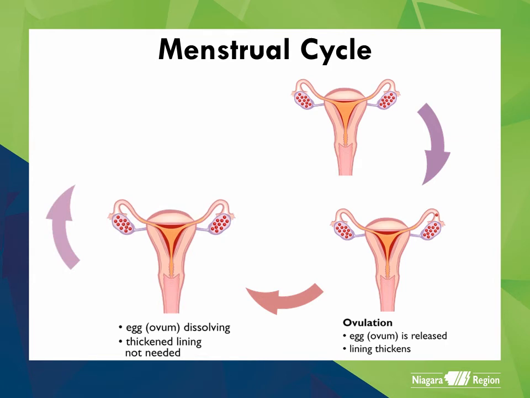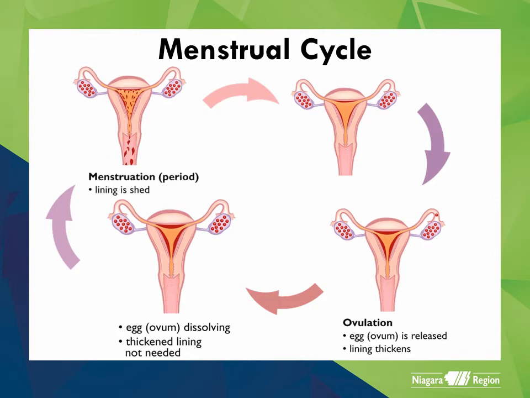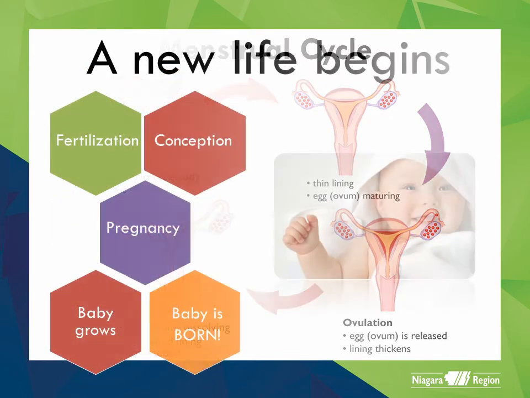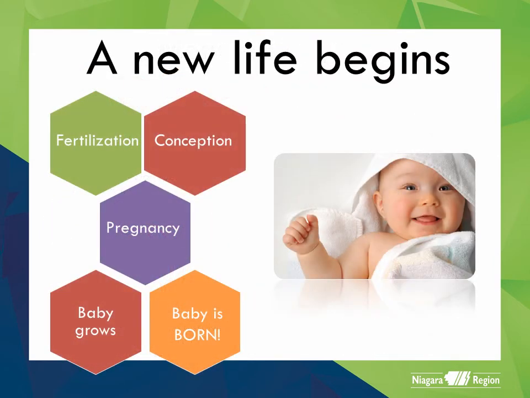The release of the egg from the ovary is ovulation. When there is no fertilization in the fallopian tube, the inner layer of the endometrium detaches in the form of menstrual flow, called menstruation, and again the maturation of the egg cell occurs in the ovary. A new life begins when fertilization and conception of the egg cell occur, followed by pregnancy and the birth of the baby.